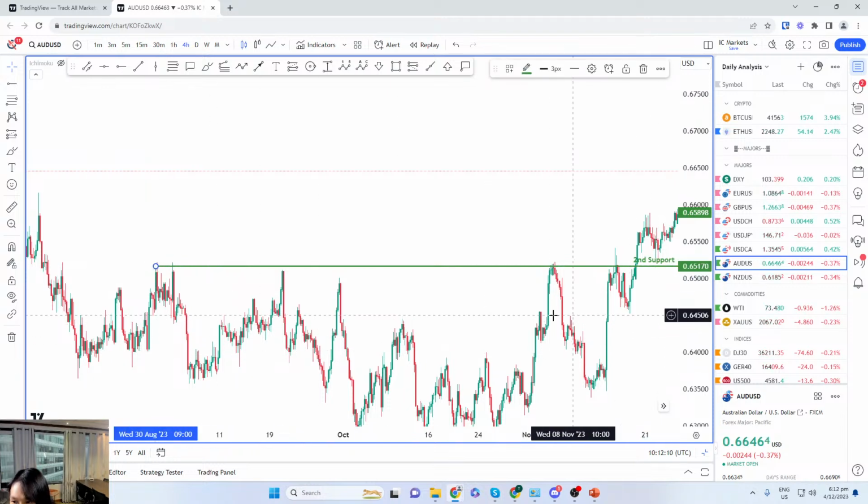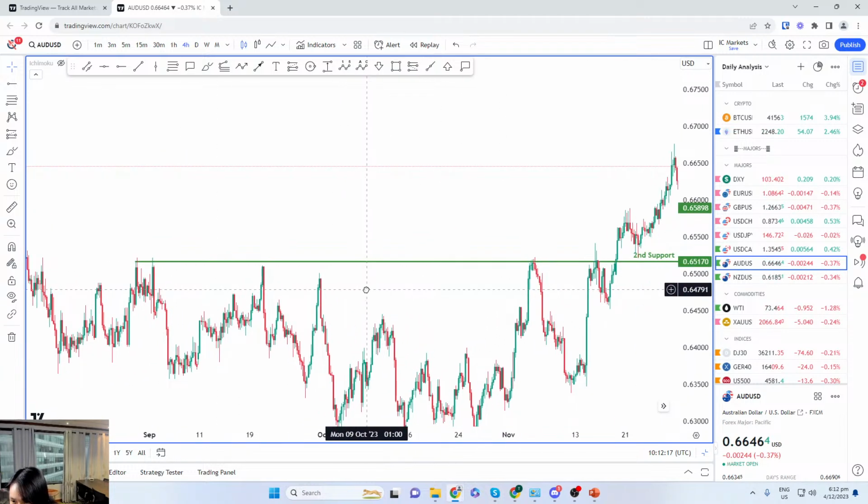This is a very good second support level. You see it cuts through so many of the wicks of the candle and not the body. So this makes a good strong support.